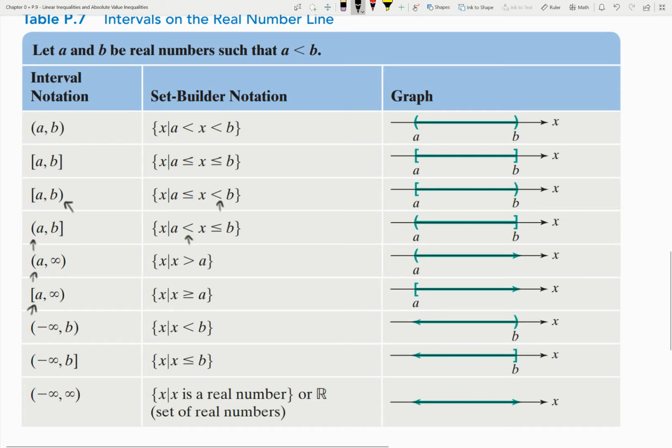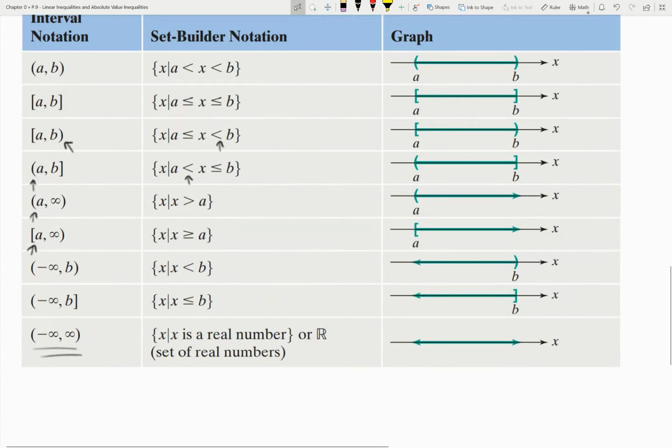In my interval notation, always the first term, the term to the left, is where my graph starts, and the term to the right is where the graph stops. We always read these graphs left to right. And then finally, the last one is the set of all real numbers. So that goes from negative infinity to positive infinity.